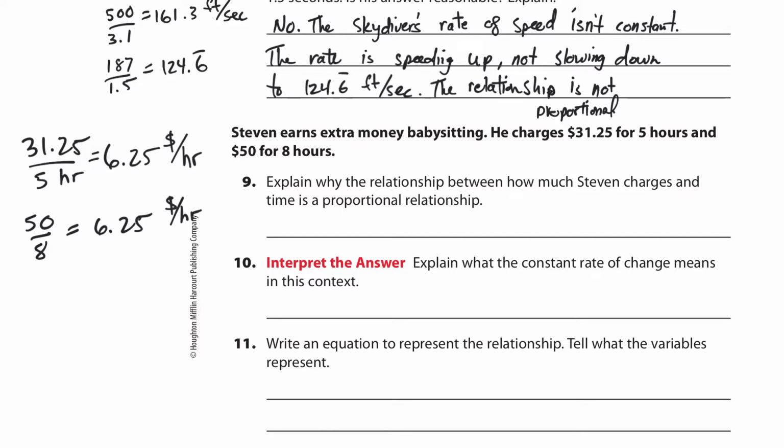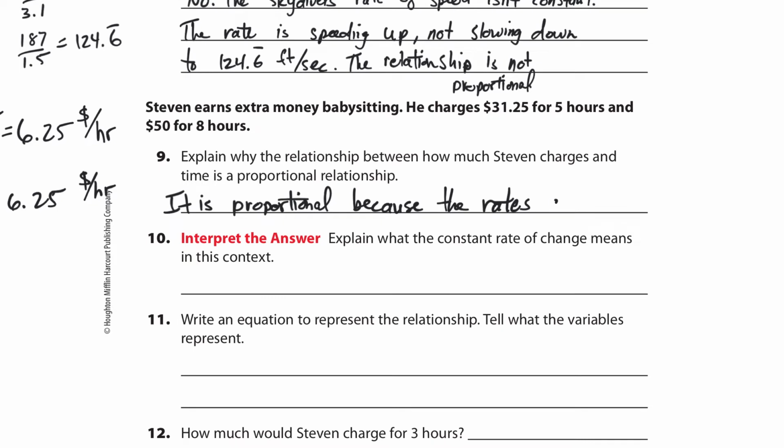So why is it a proportional relationship? It is proportional because the rates are the same, $6.25 per hour.